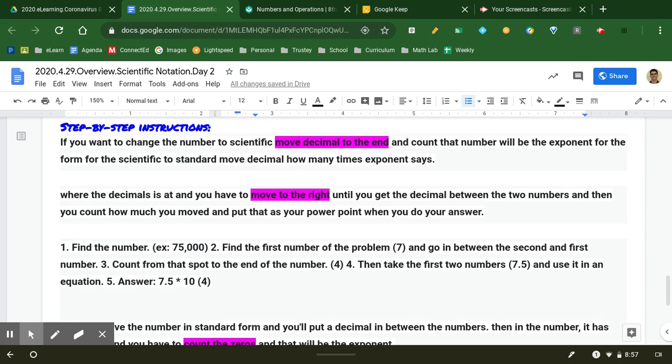If you want to change the number to scientific, move the decimal to the end. I'm not sure exactly what that person means, but it certainly will take moving some decimal point. Count the number, and that will be the exponent. Going to talk more about the number and the exponent in a bit.